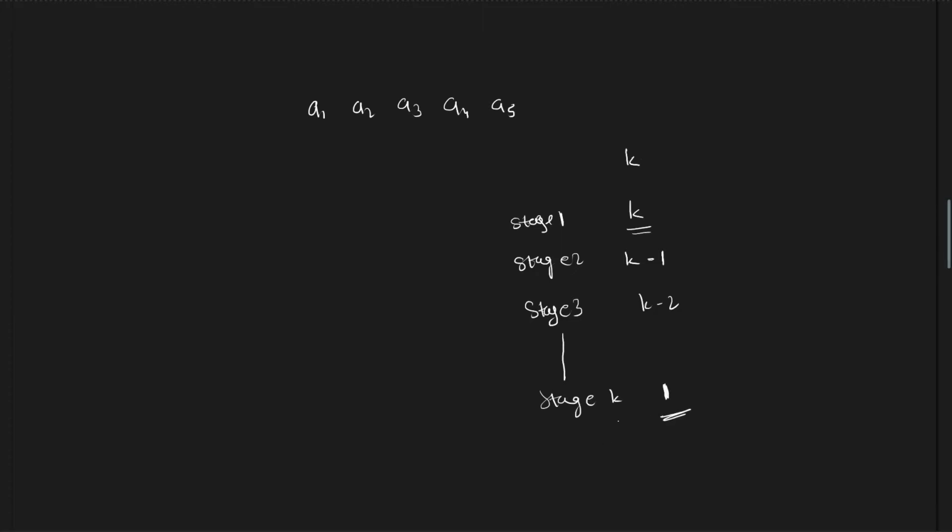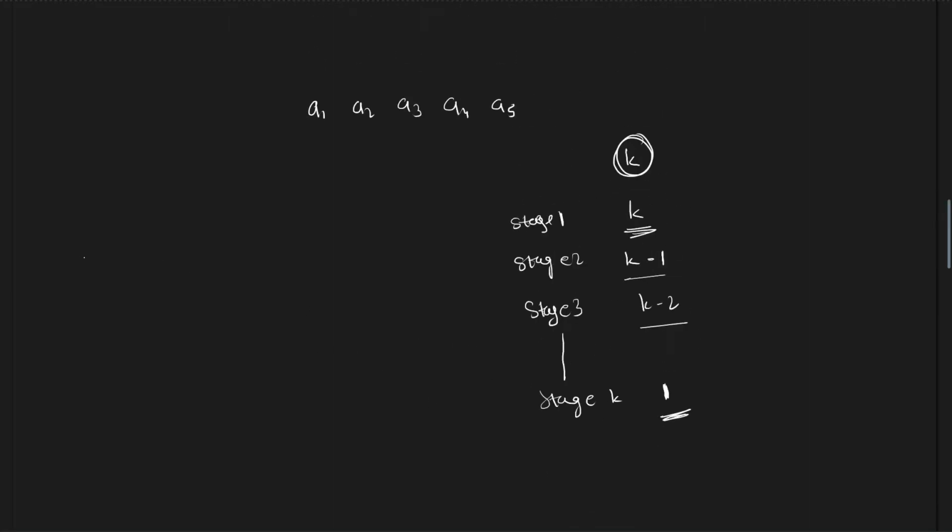So what I want to do is find the maximum value of k such that these conditions are satisfied. As soon as Alice chooses an element, she will remove it from the array. And after Alice chooses some element, what will Bob do? In the first stage, Bob will add k to any of those values that are remaining in the array. In the second stage, Bob will add k minus 1. In the third stage, Bob will add k minus 2. In the last stage, Bob will add 1. Right. So this is how the whole thing works.